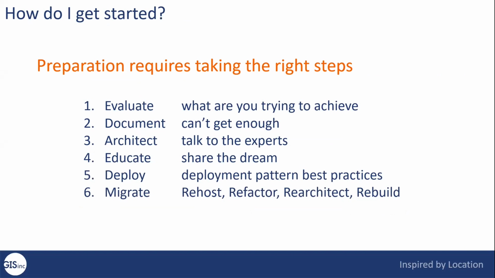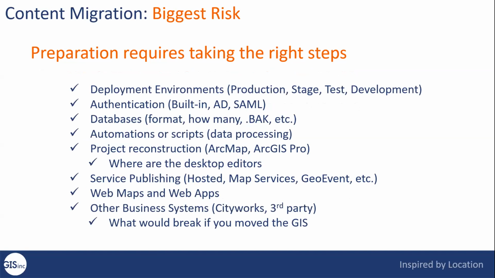Next, when it comes to architect, talk to the experts. Architect out the right solution to fit your goals established in that first evaluation process. And then educate all the stakeholders in your organization that are going to be affected by this. Then deploy. Use best practices and patterns when it comes to deploying. And then finally, migrate. Choose the right migration path or method. And there are a few buzzwords that go along with this. John had mentioned them earlier. Things like rehost, refactor, re-architect, rebuild. It's pivotal to understand the nuances and complexities when it comes to migrating, not only just the infrastructure, but the content. Content tends to be one of those things that gets overlooked. In fact, we call it really the biggest risk.